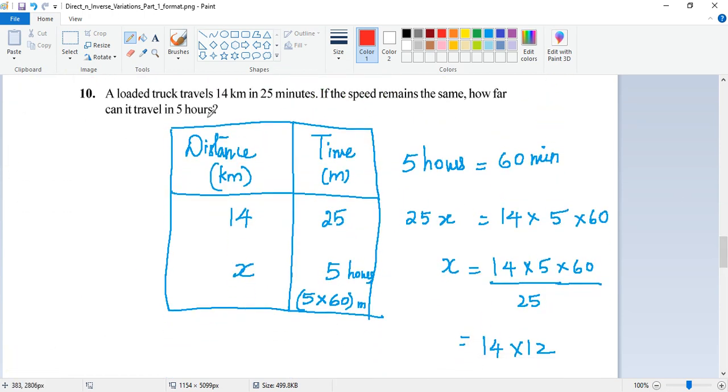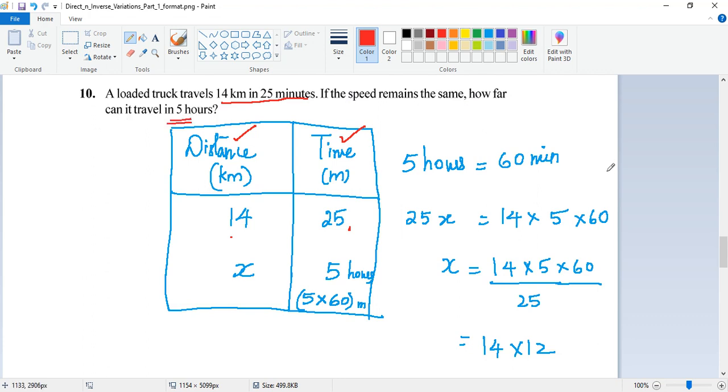It says, a loaded truck travels 14 kilometers in 25 minutes. So here it's talking about distance and time. 14 kilometers is the distance, and 25 minutes is the time. So I have made the table for distance and time. Here it says 14 kilometers in 25 minutes. Now if the speed remains the same, how far can it travel in 5 hours?